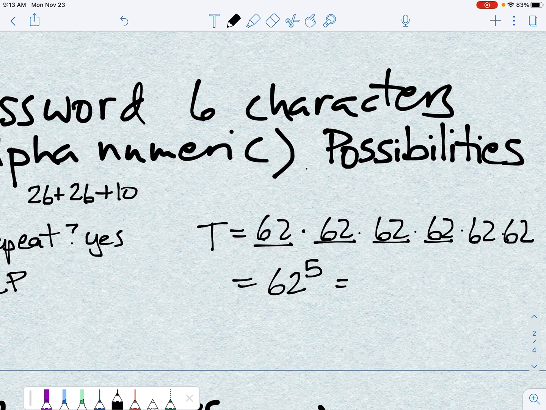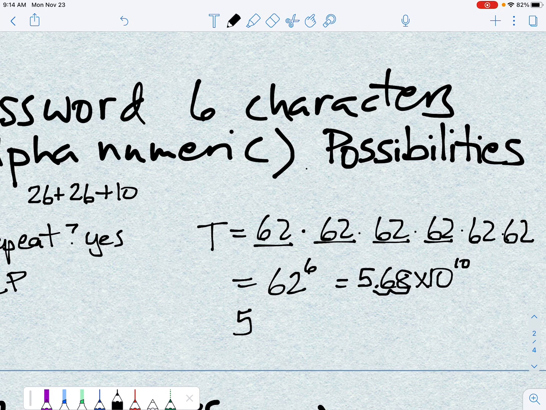Mine reads 916,130. Oops, hang on. I did the wrong power. This is the 6th power, not 5th power. Yep. So 62 to the 6th power. Yeah, that is scientific notation. Phew, good catch. So this is 5.68 times 10 to the 10th power, which means we have to move the decimal 10 places.